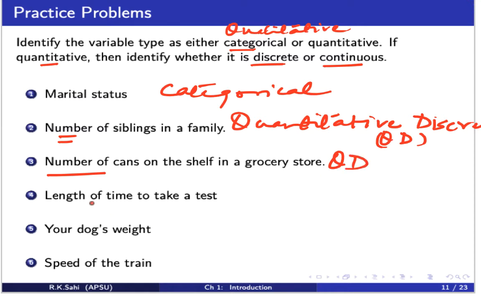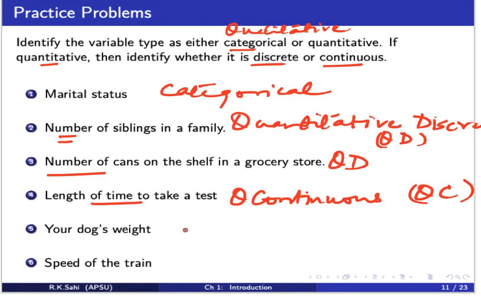Now, length of time to take a test. Remember, it depends on the individual. Some might take 10 minutes. Somebody might take 10.25 minutes. So it's like a range of values you can take to complete a test. So this is quantitative, definitely, but it is continuous. So I'm going to write this as QC. Your dog's weight. Clearly, it is quantitative and continuous.